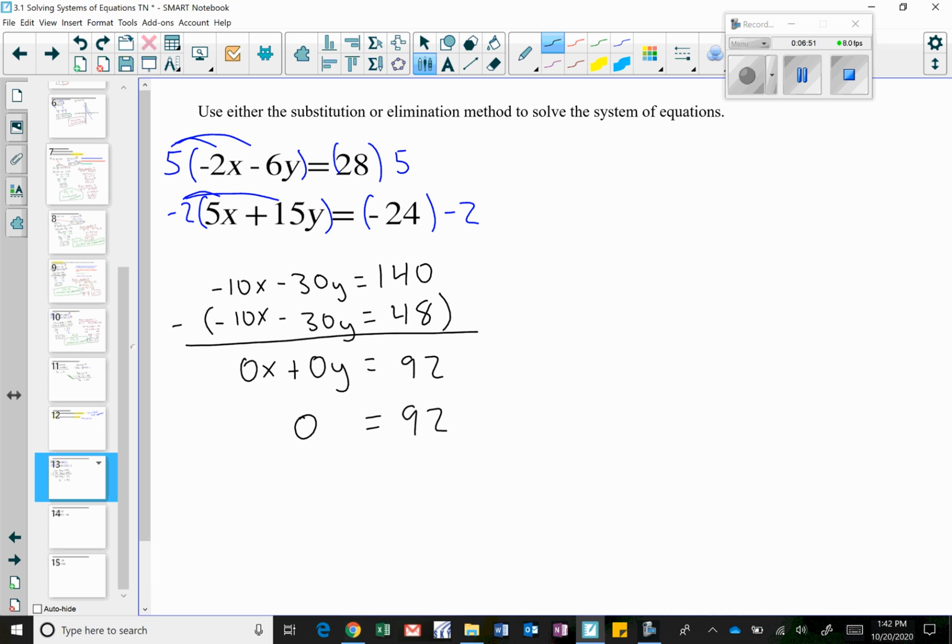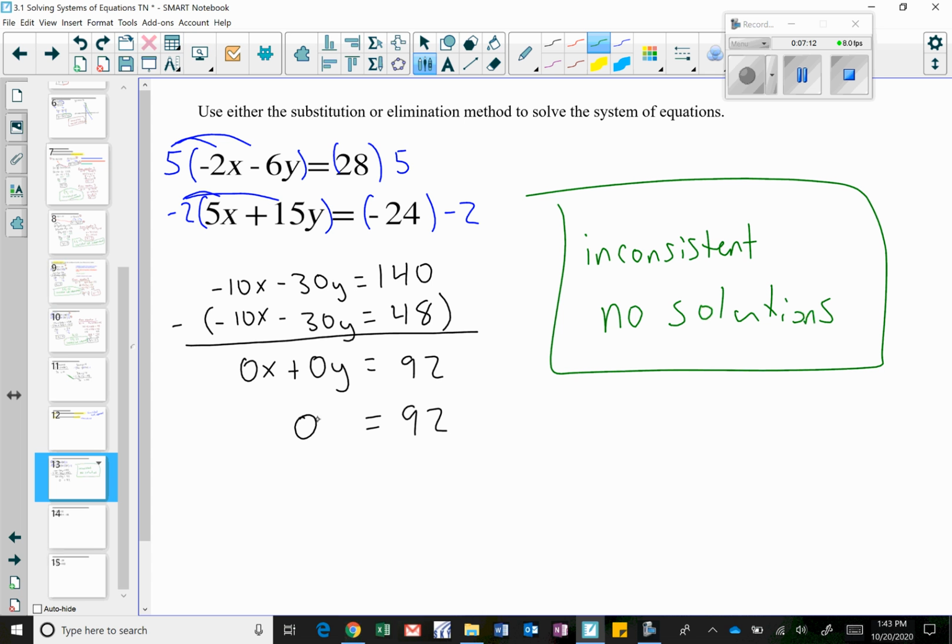this whole system right here is inconsistent. Meaning that we have no solutions. Right? This system is inconsistent and there are no solutions. And I know that because after I did my algebra, I get 0 equals 92, which is not true, right? This is not a true statement. Not true. Right here, 0 does not equal 92. Okay, so I know that this is an inconsistent system.